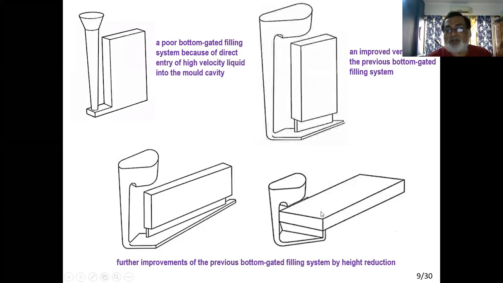If liquid metal cannot move around, splashing will be minimized. So that's why, although it is a bottom gating system, and this is also a bottom gating system, movement is minimized here compared to this one. So turbulence will be less in this case compared to that one.